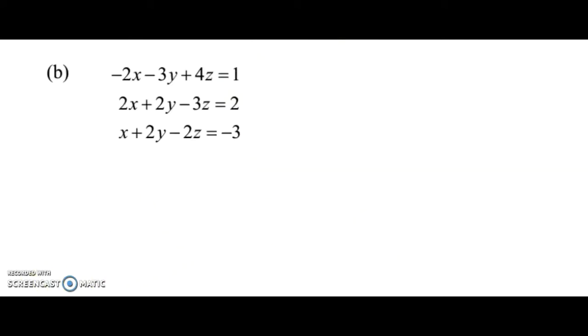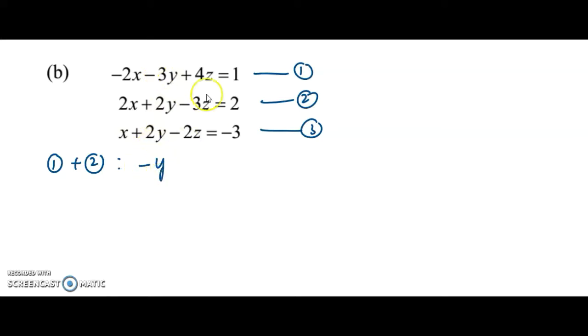Let's consider my second example. Here I'm going to eliminate the x, since the coefficient of x is easy for me to eliminate. I just name these as equations 1, 2, and 3. If I take 1 plus 2, the x will be eliminated. Negative 2x plus 2x will be 0. Negative 3y plus 2y will be negative y. And 4z plus negative 3z will be positive z, equals 1 plus 2, that will be 3.